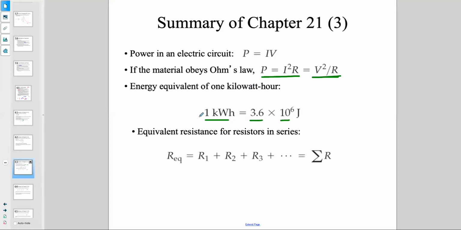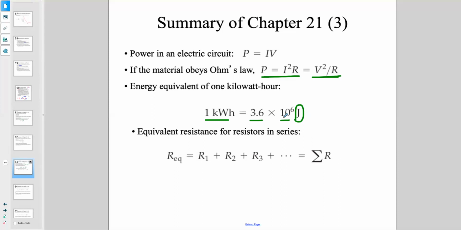If you don't remember, go back to the previous part of the video, where I talked about how 1 kilowatt hour is 3.6 times 10 to the power of 6 joules, and the electric company is charging you because of the energy that you're using in joules.